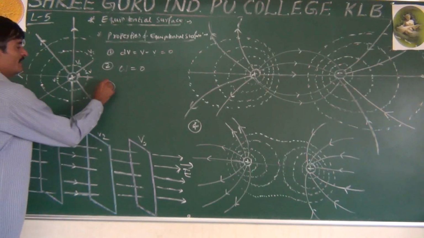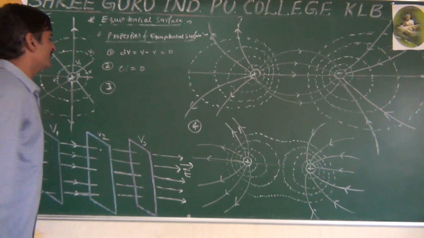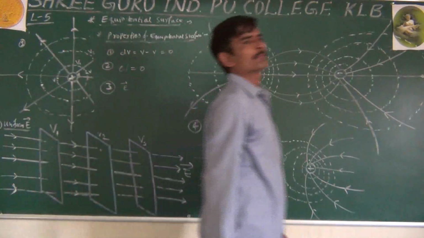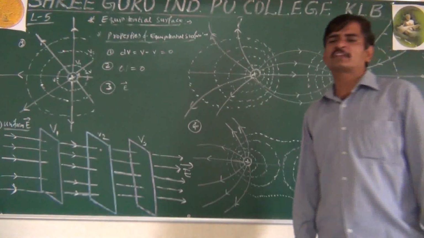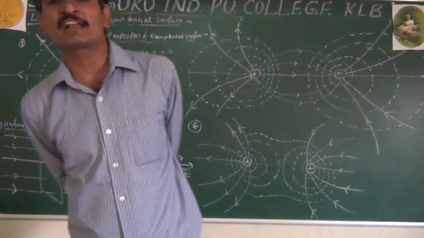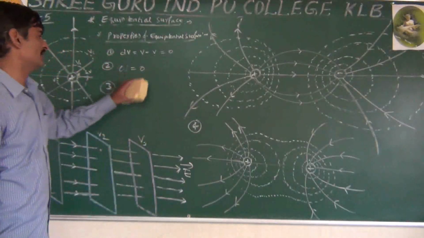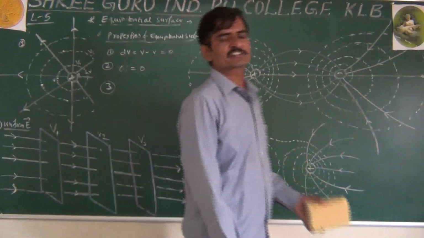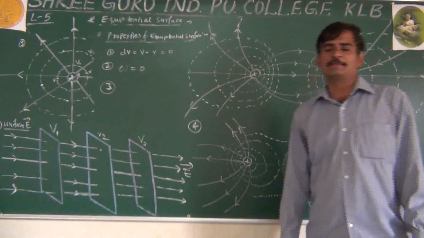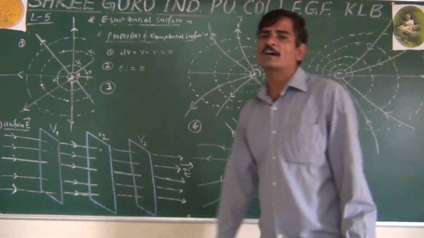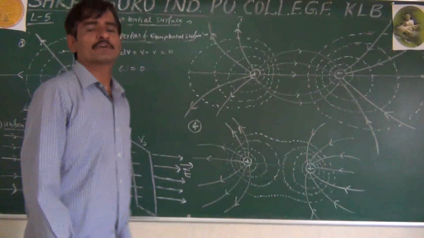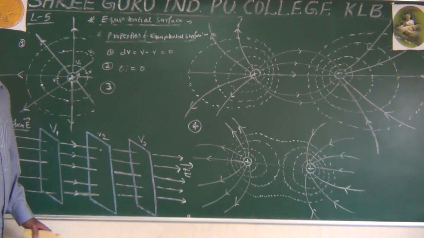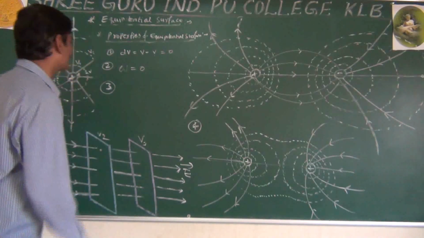Third one, electric field intensity. Equipotential surfaces are perpendicular to the direction of electric field intensity. Understood?